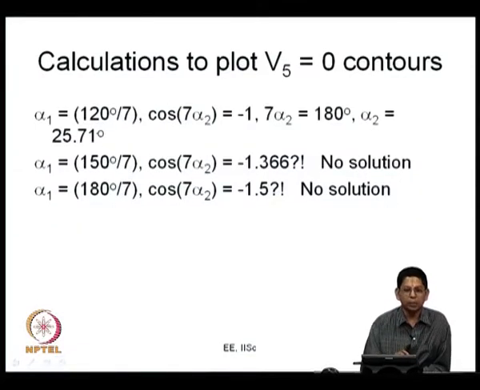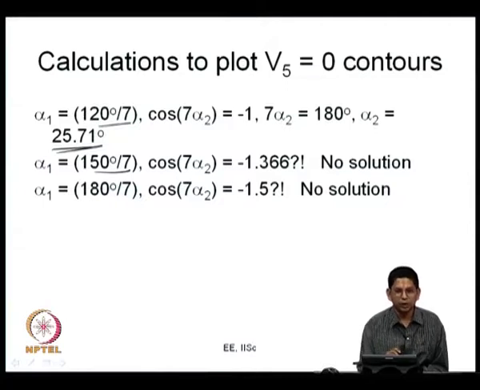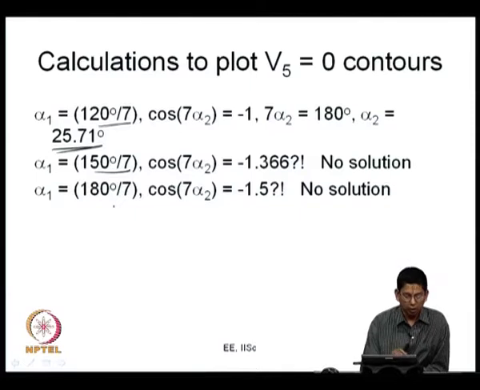So, take 120 by 7. For this your corresponding value of alpha 2 is 25.71. Then you have 150 by 7 for which you go and it says it is beyond solutions. So, for certain values of alpha 1 you may have no solutions at all, it is really like this now. Okay, so, let us look at just plotting this.